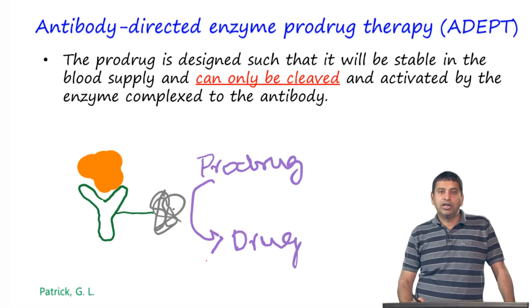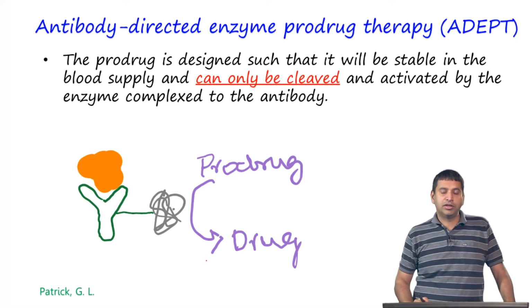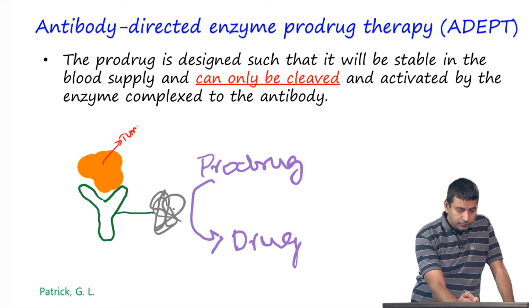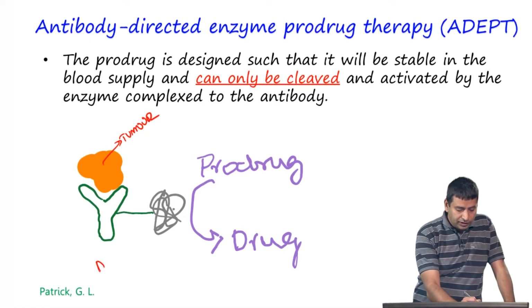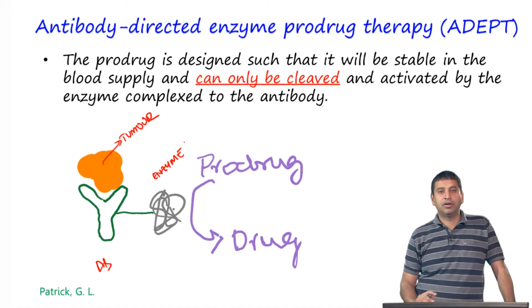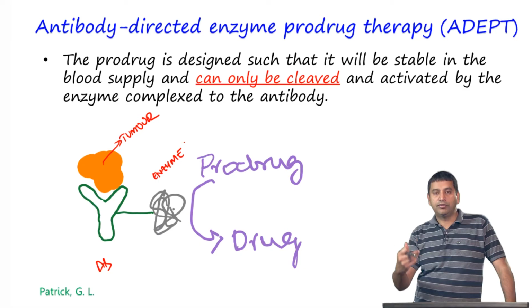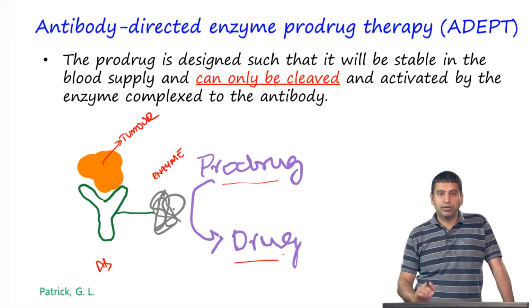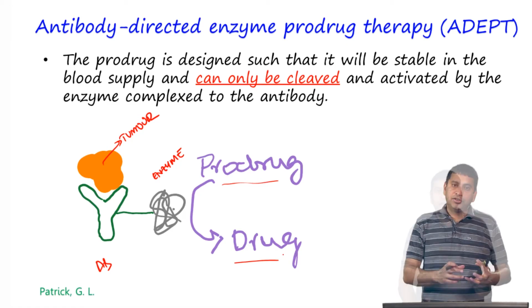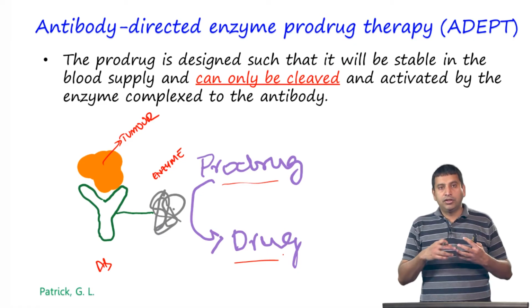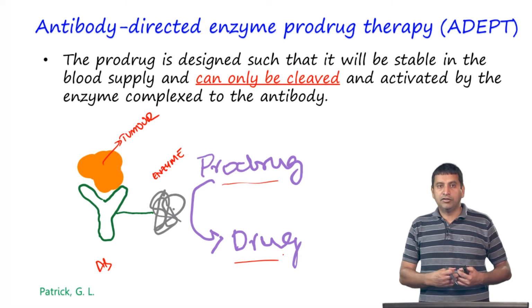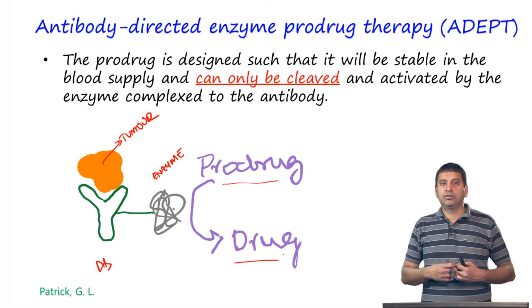Now if you can send a prodrug to the site of interest, here is the tumor, the antibody and the enzyme. Since this enzyme is present, and the enzyme, as we have defined it, is a catalyst, the prodrug can be activated in situ to produce the actual drug. And since the enzyme is a bacterial enzyme, the prodrug can be designed such that it is cleaved by a bacterial enzyme to enhance the success of this strategy.